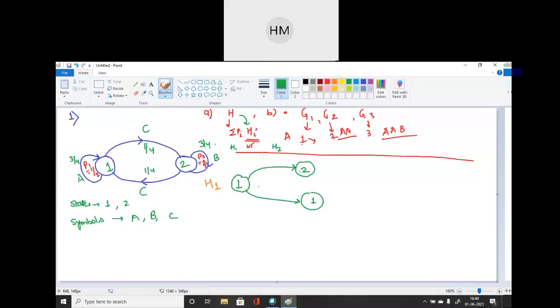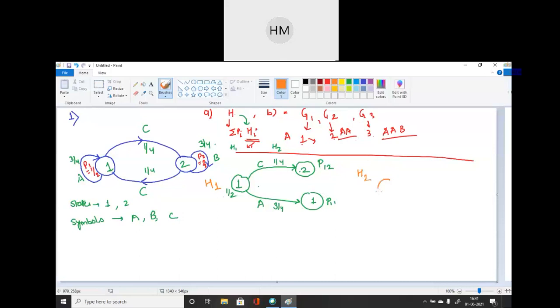1 to 2, if it is going, it is producing symbol C with probability 1 by 4, symbol A with probability 3 by 4. Okay, and the transition probability will be known as P12 and P11. Is it clear? And the probability of this is 1 by 2. ठीक है, so from one state only two symbols are produced. ठीक है, now to draw H2, here I will draw H2.